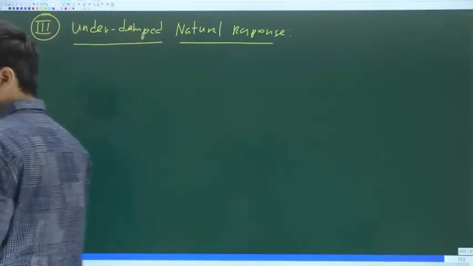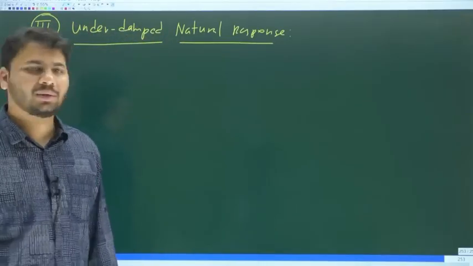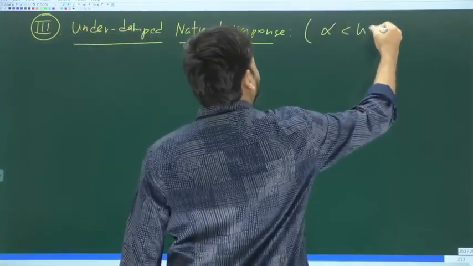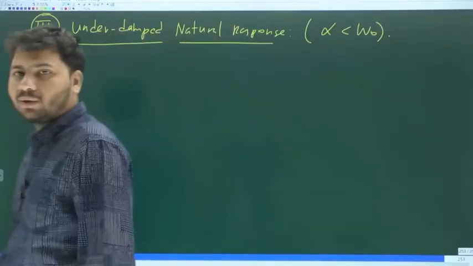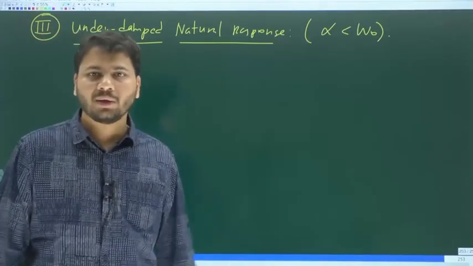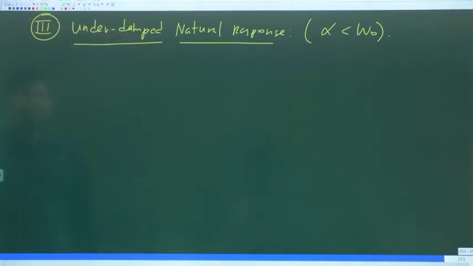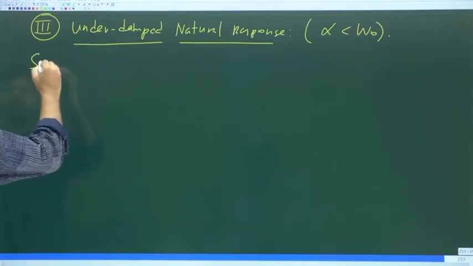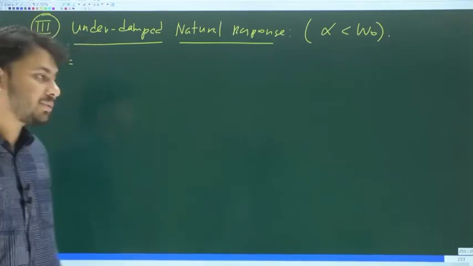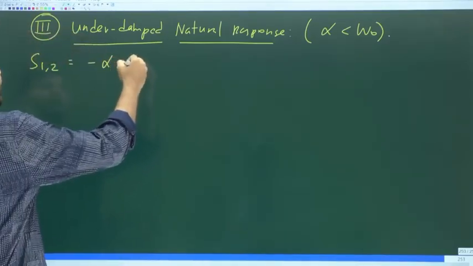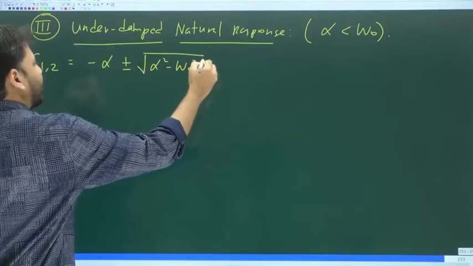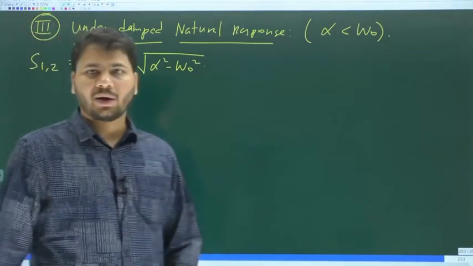What is it? Underdamped natural response. So when do you get this underdamped natural response? Is it not when alpha is less than omega naught? You will get this underdamped natural response when alpha is less than omega naught. Once again, let us start by writing the expression for the two poles, that is S1,2, which is minus alpha plus or minus square root of alpha square minus omega naught square.